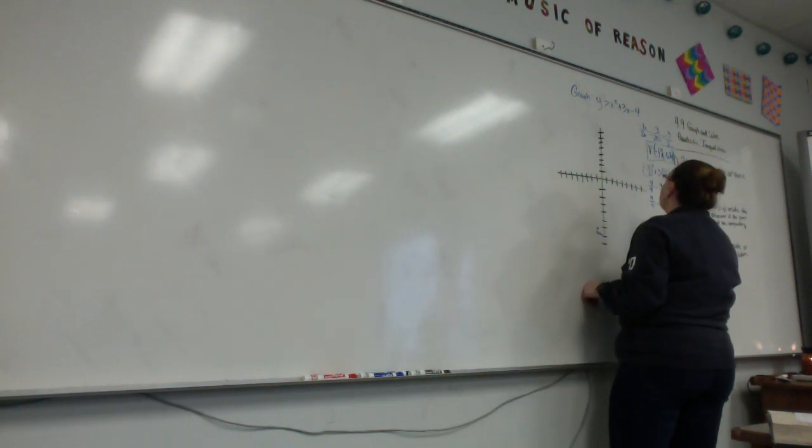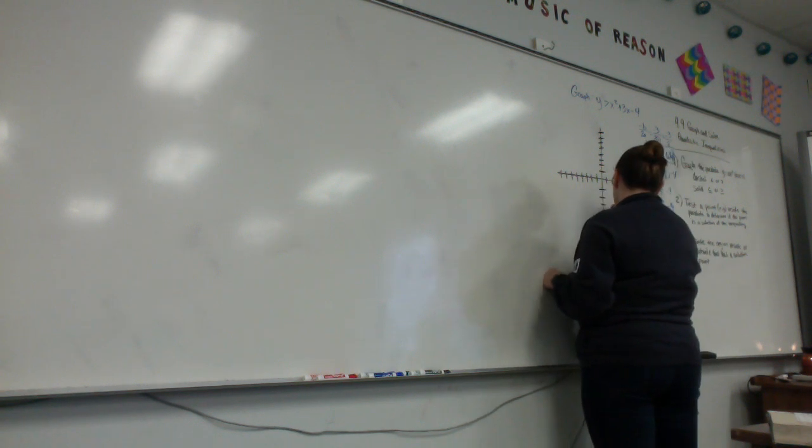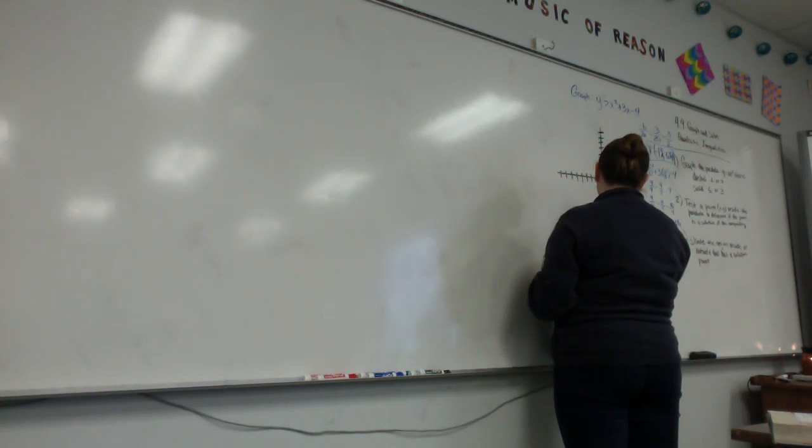So I have 0 squared plus 3 times 0 minus 4, which means I get negative 4. So 0, negative 4 is what I'm plotting. Okay, if this is my vertex, then I have to reflect it. It is 1.5 away, right? Yes. So 1/2 and then 1. So it's going to go right there.